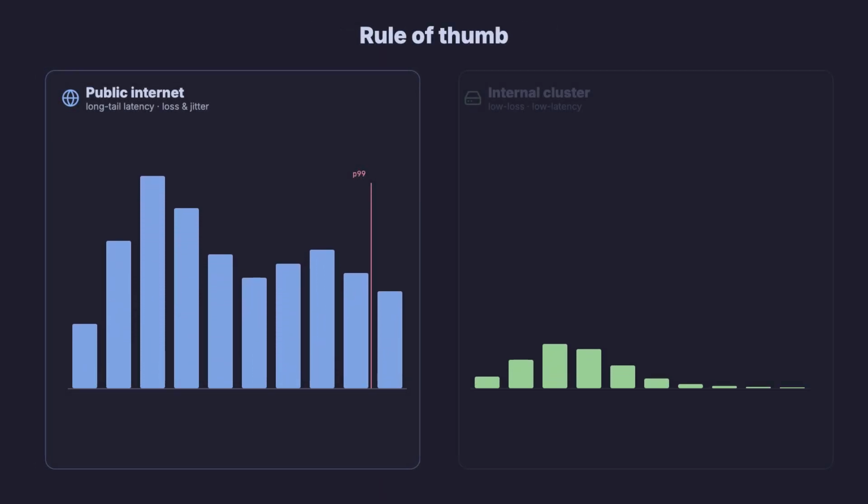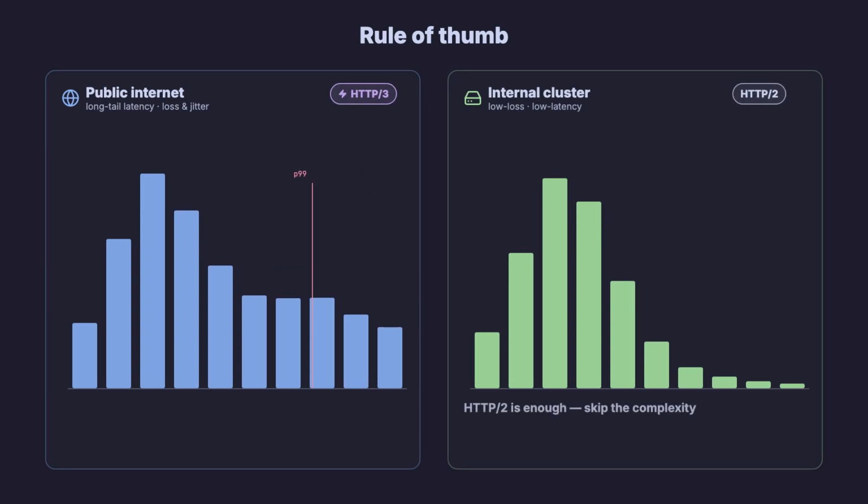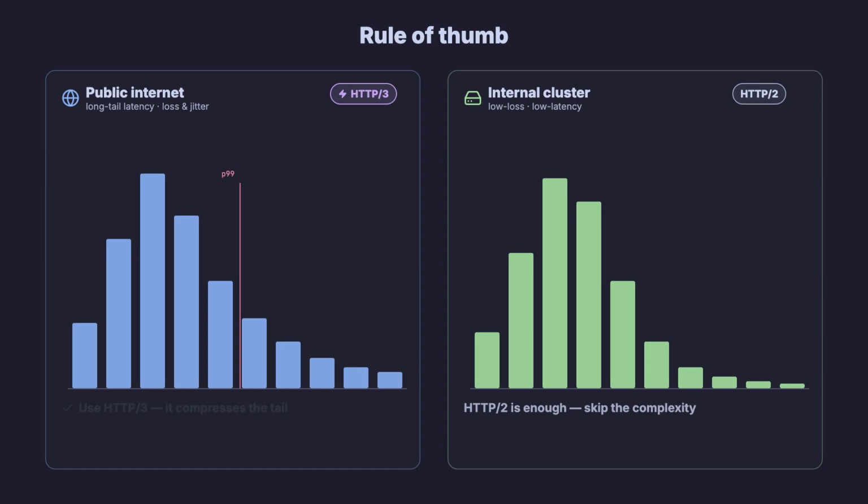Here's a rule of thumb. Use HTTP 3 when your traffic goes over the public internet and you care about the tail latency. If your internal services communicate exclusively inside a low-loss, low-latency cluster, the benefit is marginal and you might skip the complexity.